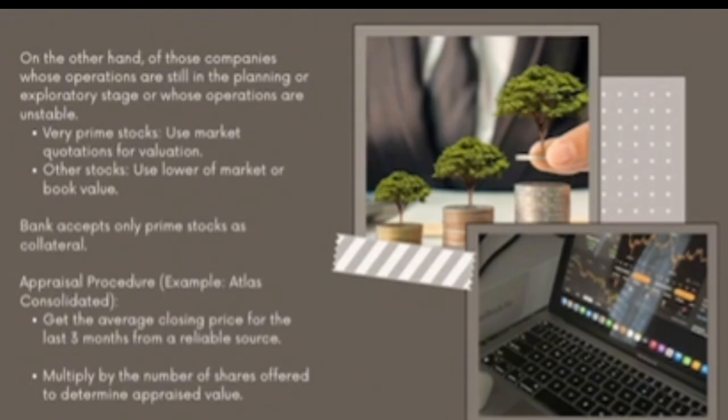For example, if Atlas Consolidated's 3-month average closing price is 5 pesos per share and you own 1,000 shares, that would be 5 pesos times 1,000 equals 5,000 pesos. So that would be your appraised value.